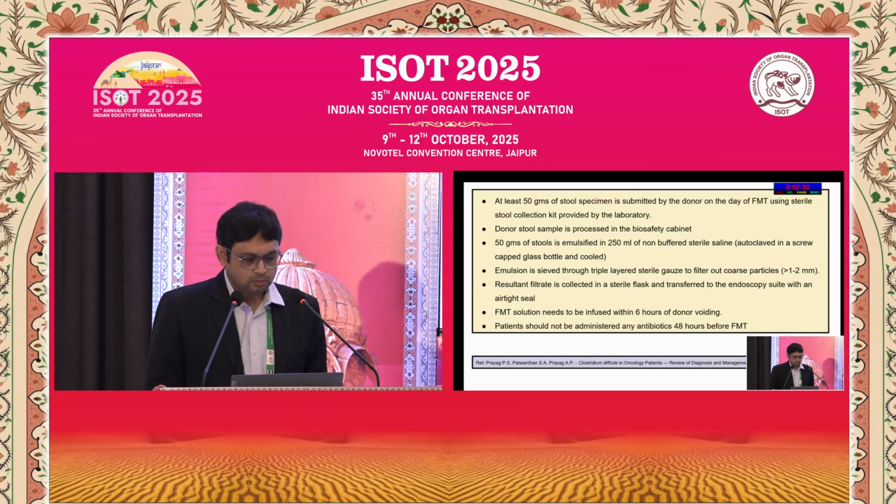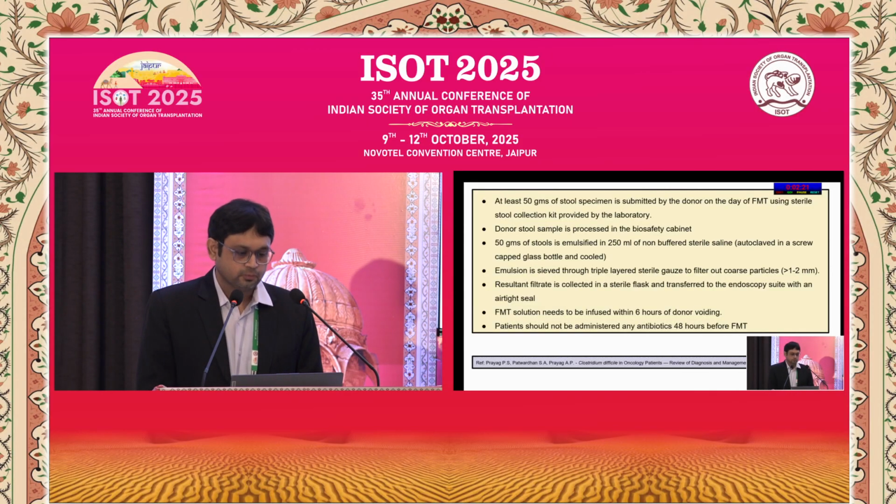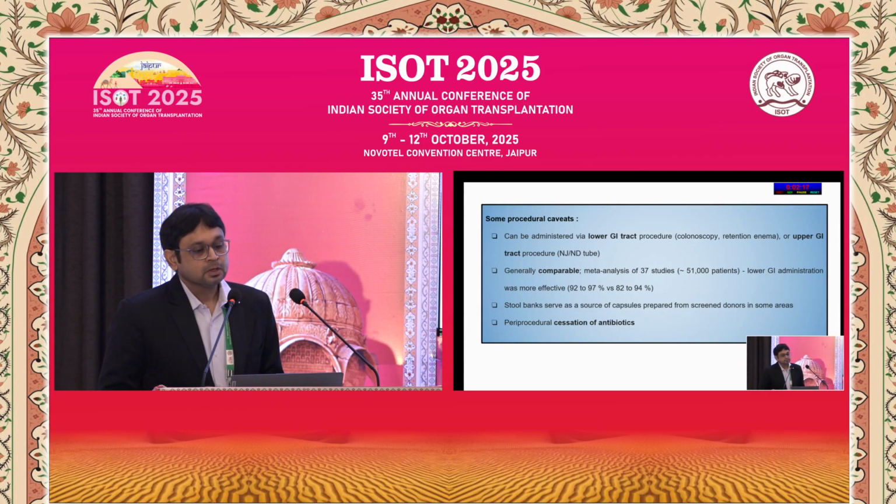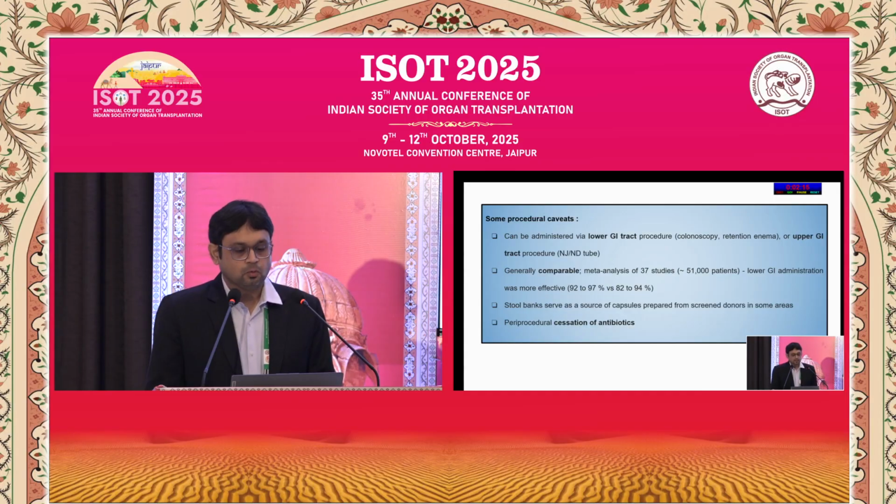I remember one of the donors that we had used to pass stools only at midnight. Of course the microbiology department said that we are not going to come at 1 in the morning to prepare an FMT solution for this kind of a recipient. So there are some procedural caveats in India. It can be administered via the lower GI tract or upper GI tract. Generally the data is comparable, but lower GI has been found to be slightly more effective.